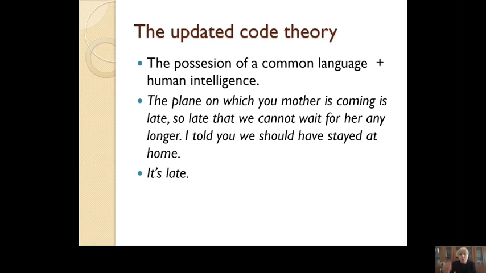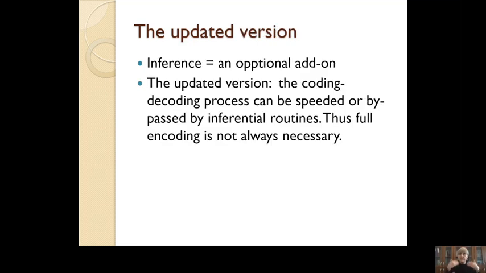Okay, so what the adherents of the updated theory believe is that the common code is of primary importance, whereas inferencing is just an optional add-on, which means that the coding and decoding process can be simply speeded or bypassed by inferential routines, in which case encoding is not necessary.